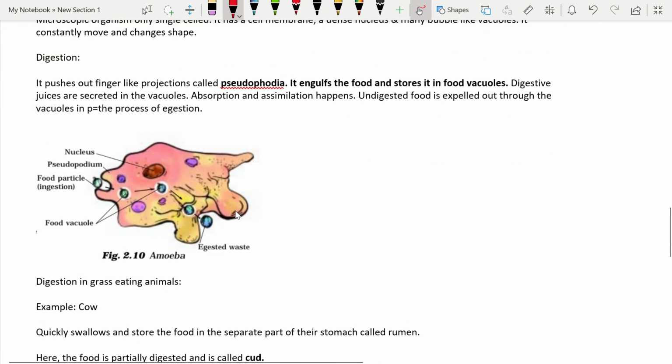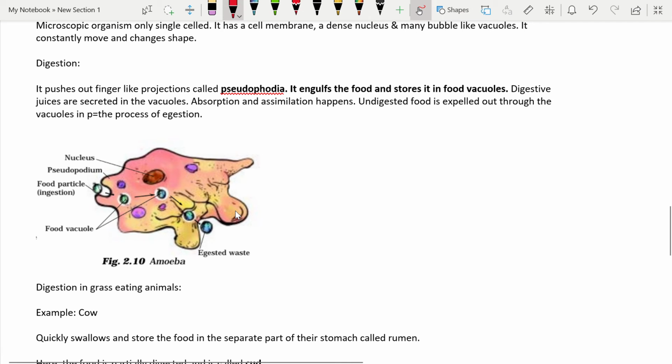Digestion in amoeba. It pushes out finger-like projections called pseudopodia. So the P is silent over there. It engulfs the food and stores it in food vacuoles.